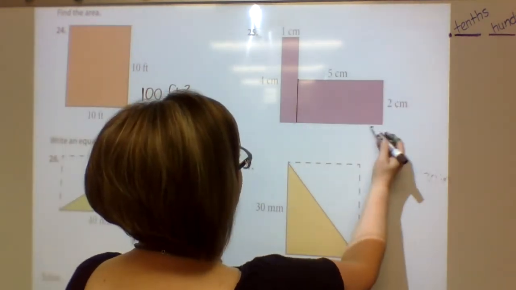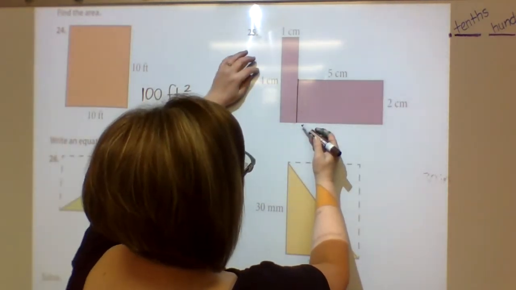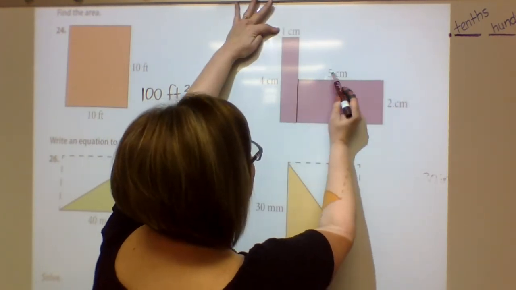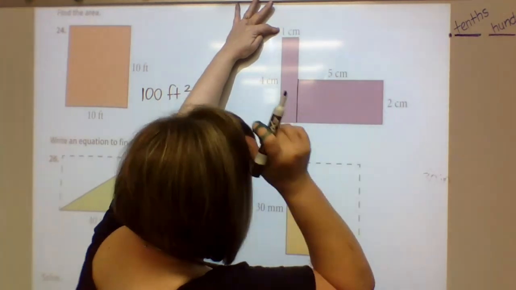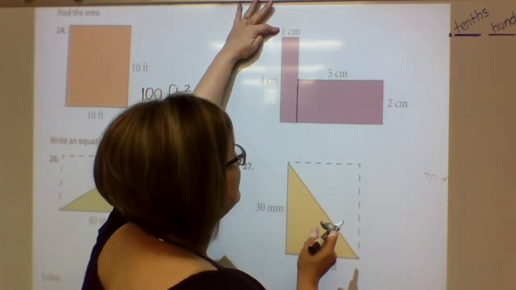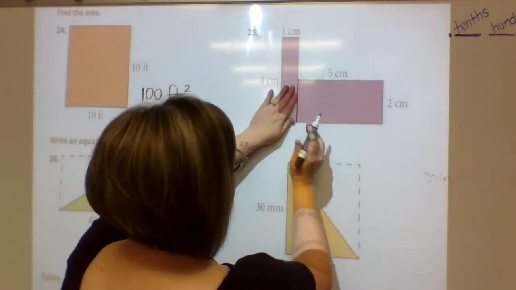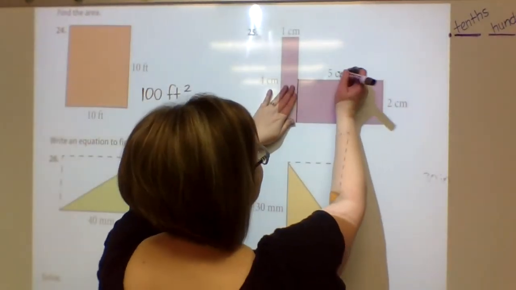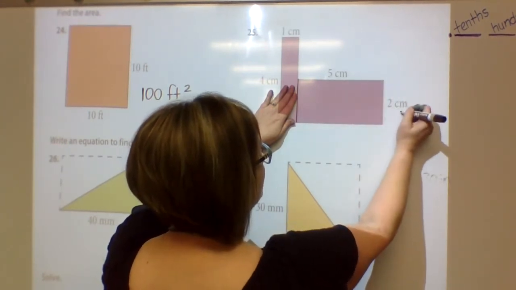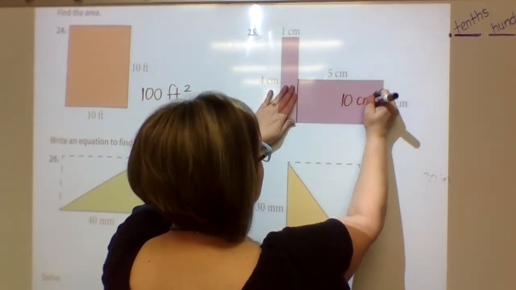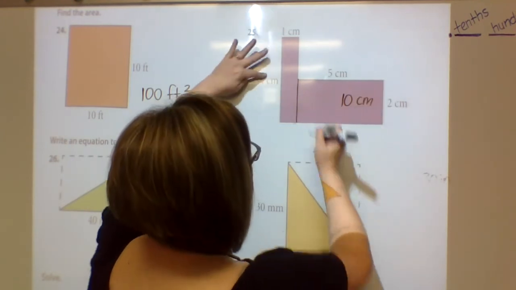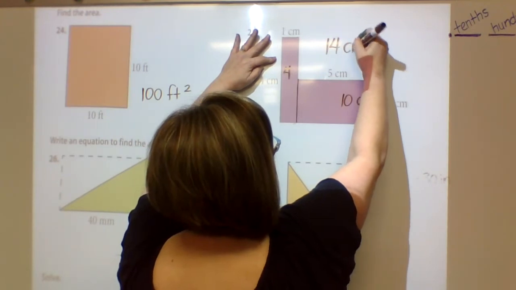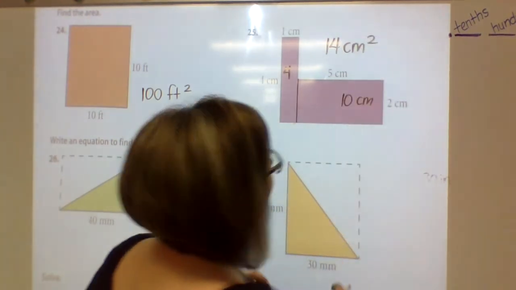Okay, this one, so this line right here is this line plus this line. So 5 plus 1 is 6. Oh, but we don't need that because we're not measuring that. We're measuring this one. I did it again. I did that yesterday, didn't I? Okay, so 5 times 2 is 10. This box is 10 square centimeters. 1 times 4 is 4. Add those together, you get 14 square centimeters.